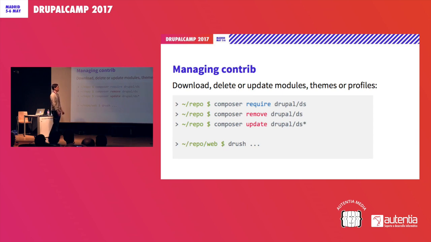One of the most common tasks that we do as developers is to download, update modules, and remove them when they don't work, or when we don't need them anymore. So again, we use the Composer commands that we talked about before. So Composer require, let's say that we want to install the Display Suite module. With Composer require, we type, again, vendor name, Drupal, project name, and it will be downloaded. We want to remove it because we don't like it anymore, Composer remove. We want to update it, yes, Composer update, and same, vendor name, project name.